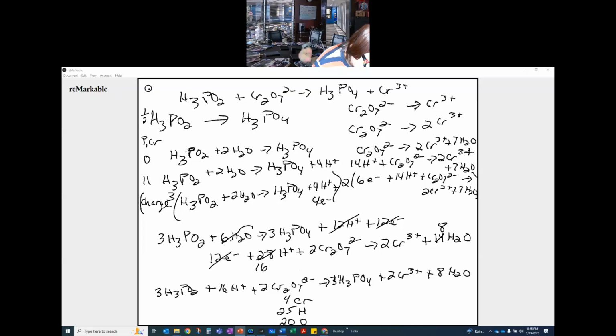So I see a problem right here. I see that I have 2 chromiums on my product side, and that's a problem, because I didn't multiply the 2 times the 2, so this should be a 4. So when I did this multiplication here, this should have ended up being a 4 right there. Hence why I write all of this stuff over again, because then it's easier for me to find that mistake. So I have 4.